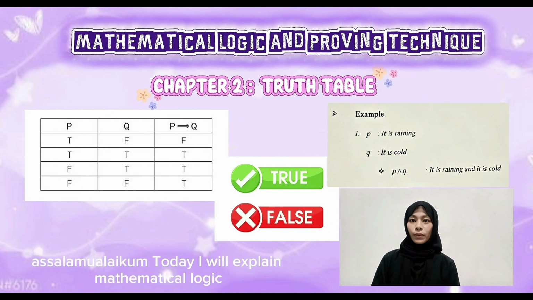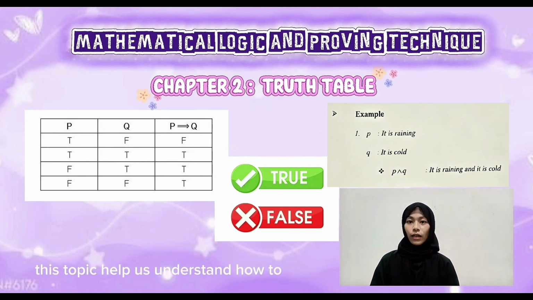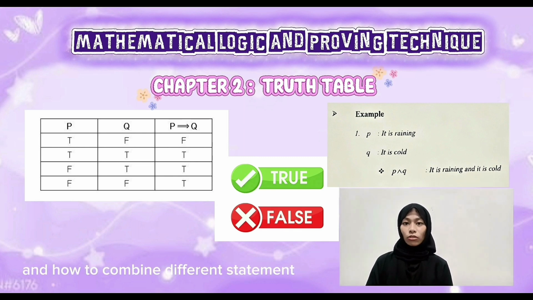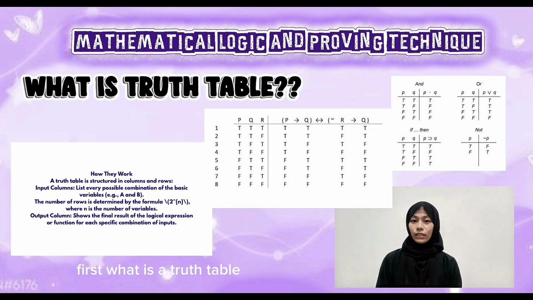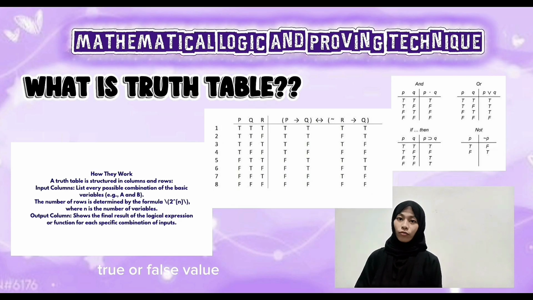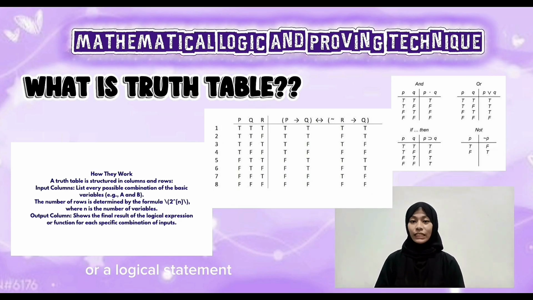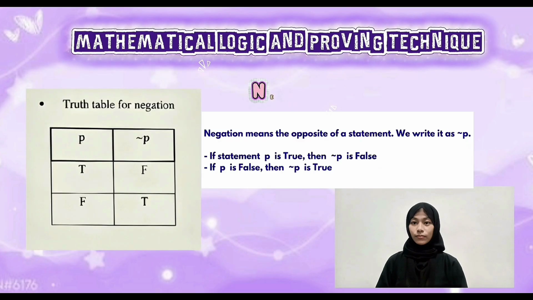Assalamualaikum. Today I will explain mathematical logic, specifically truth tables and logical statements. This topic helps us understand how to decide if a statement is true or false and how to form new statements from different statements. First, what is a truth table? A truth table is a simple chart that shows all possible true or false values of a logical statement. We use T for true and F for false.